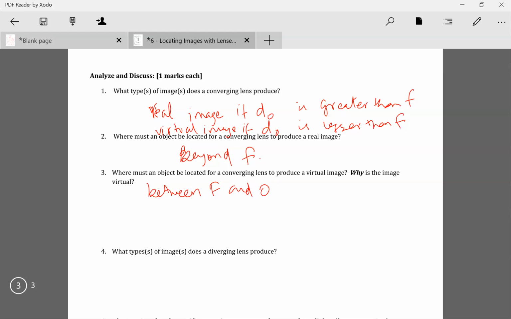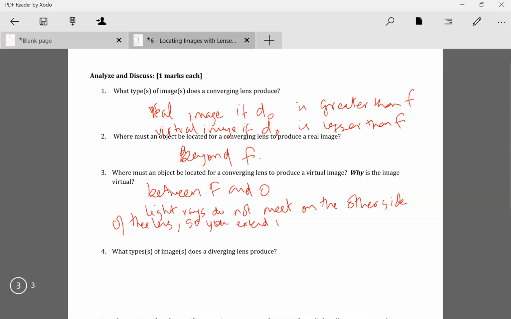Now there are different explanations for this. You can say that essentially the light rays do not meet on the other side of the lens, so you extend them backwards to form the image on the same side as the object.